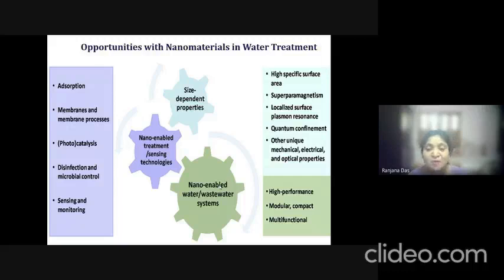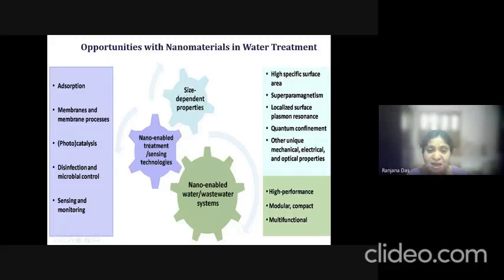Sometimes some magnetic properties are developed there. The localized surface plasmon resonance is there. Quantum confinement properties have been developed. Some unique mechanical, electrical, and optical properties are developed there. So, the size-dependent properties of the material, those we use for these water treatment purposes. That means those are basically helping us to detect and to treat contaminated water.